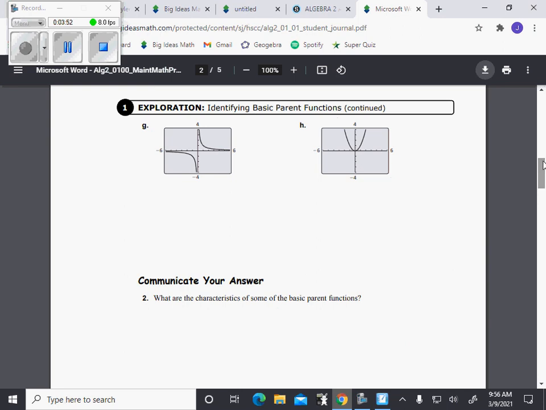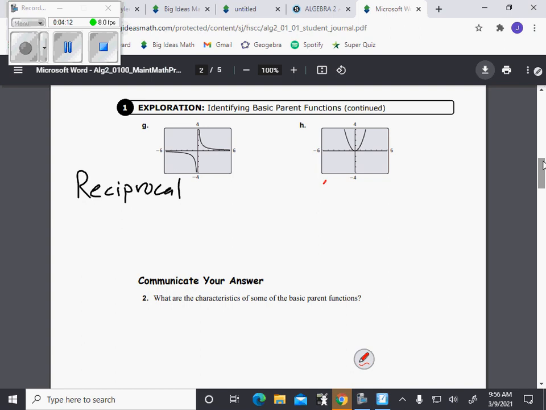Letter G, this is reciprocal. Okay, we're not going to get into that. I spelled reciprocal totally wrong. Wow. And I'm not going to write the function out. We don't talk about that one too much.